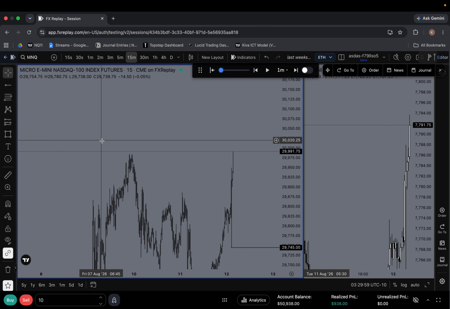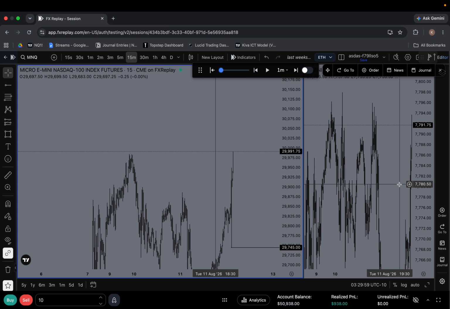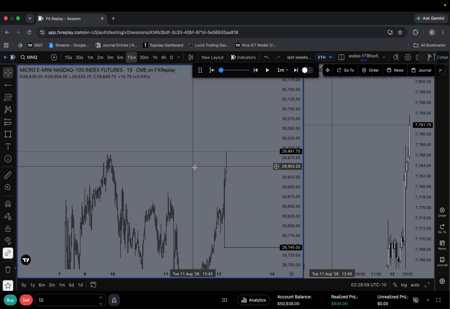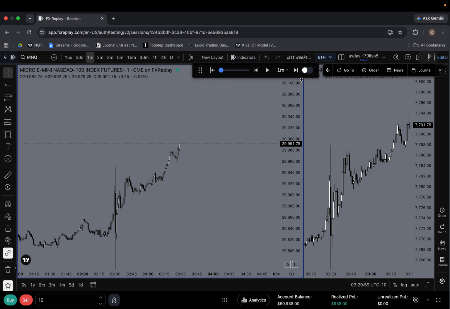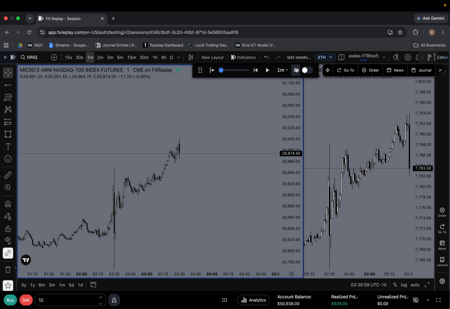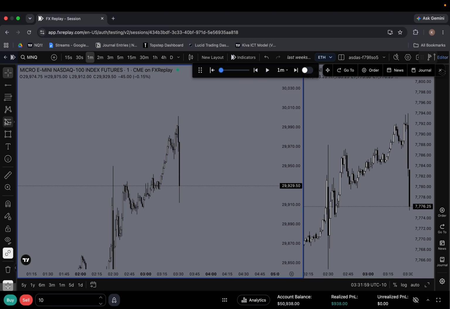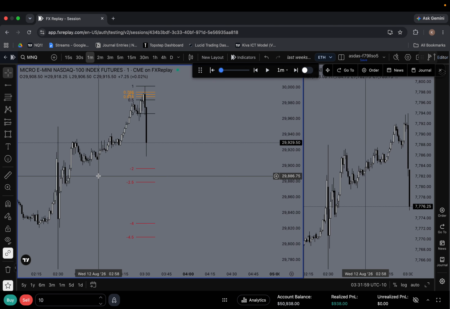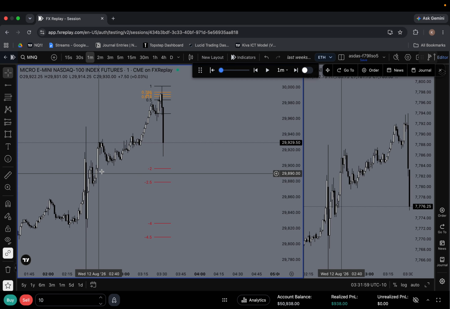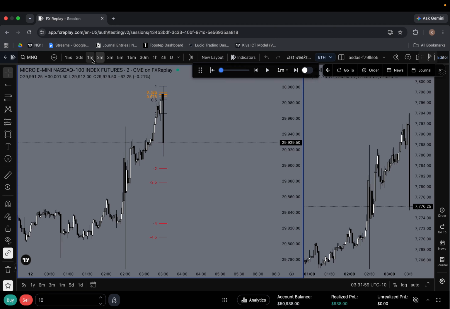Looks like we also swept this high up here. Alright, let's see what we get here. Okay, we do have a deviation we can use. Boom. -2. Looks like a 1-minute gap and an order block as well.